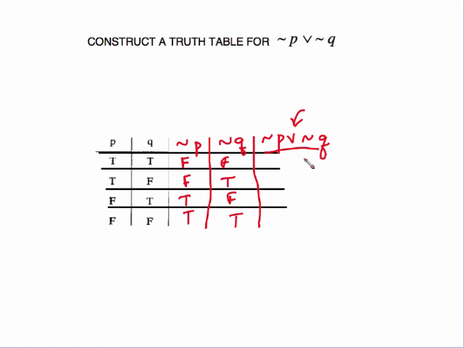Remember, OR is only false if both individual statements are false. These two are false, so I will have a conclusion of it being false. The rest of these will be true. As long as you have at least one T, then you know your conclusion will be true.